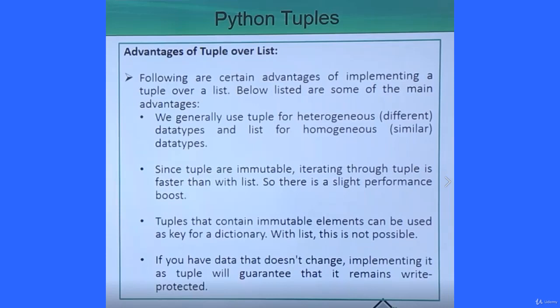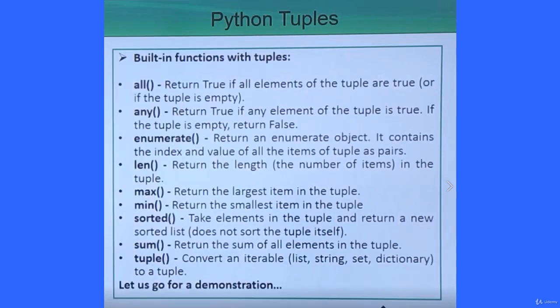If you have data that does not change, implementing it as a tuple will guarantee that it remains in read-only mode. There are different built-in functions with the help of which we can process the members of tuples. The first one is all, which returns true if all elements of the tuple are true. Any returns true if any one of the elements of the tuple is true. Enumerate returns an enumerate object. It contains the index and the value of all the items of the tuple as pairs.